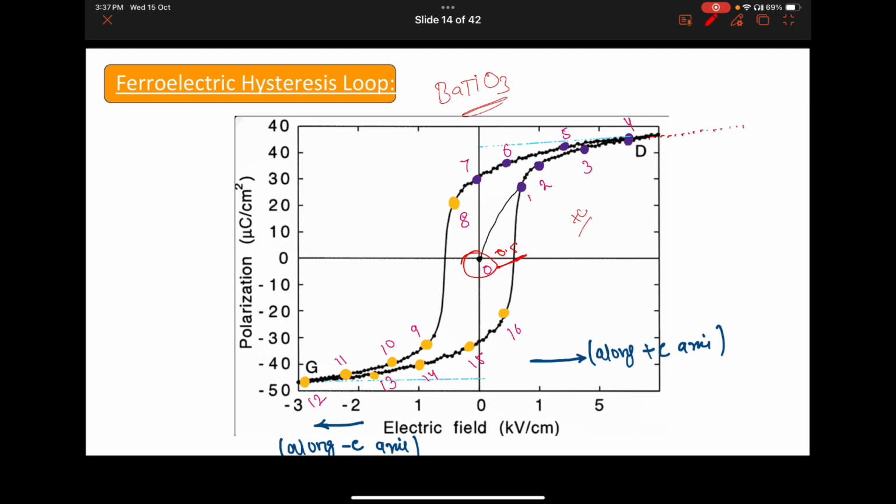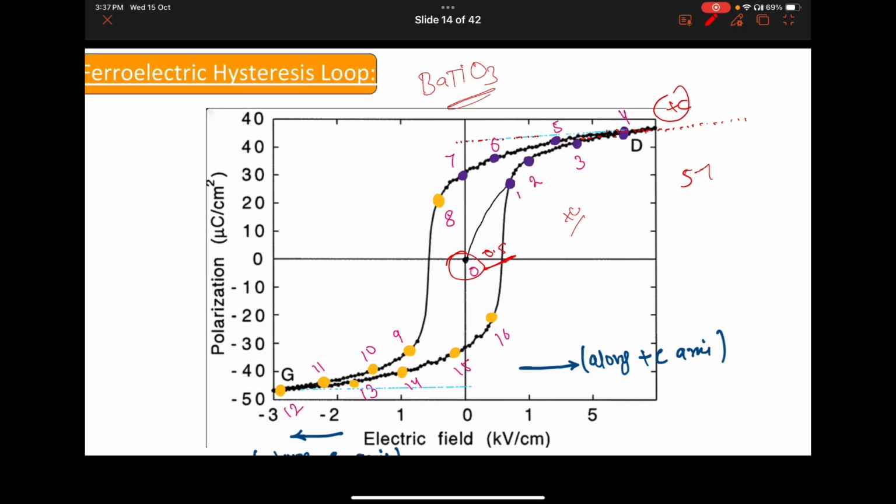And if you remove the electric field along the z direction, it remains polarized. In the ideal case, the electrical polarization should not decrease. But in a real-life scenario, the electrical polarization decreases, not by that much, but slowly. So from point number 5 to 7, we have removed the external electric field.